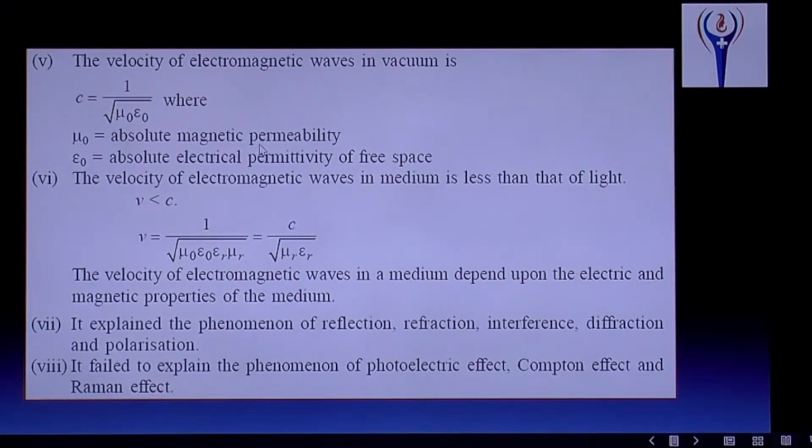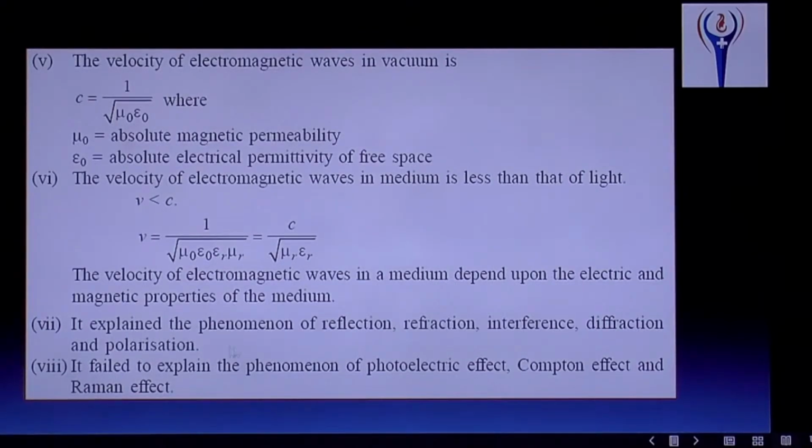And the velocity of electromagnetic waves in a medium is less than that of light. That is, V equals C by square root of mu r epsilon r. Mu r is the relative permeability and epsilon r is the relative permittivity. The velocity of electromagnetic waves in a medium depends upon the electric and magnetic properties of the medium.